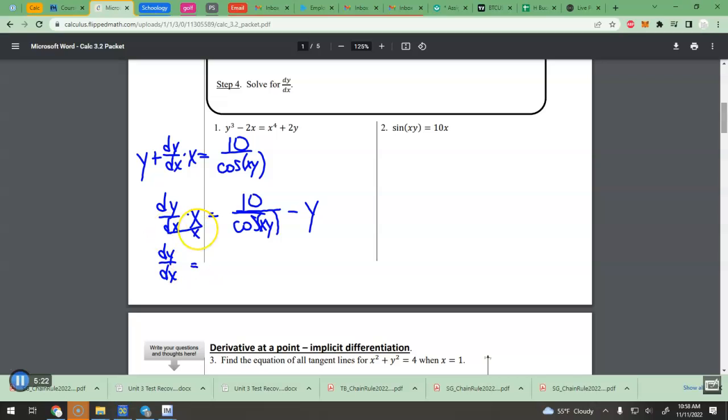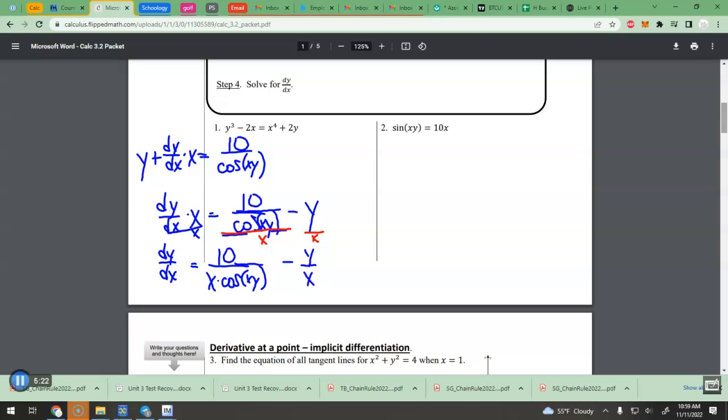So I'm going to divide everything by x. Well, when I divide this by x, I'm going to divide every individual term by x. Isn't dividing by x the same as multiplying by 1 over x? So if I multiply this by 1 over x, where does the x end up? On the bottom. So this will just be 10 over x times cosine of xy. And this will be just y over x. That's a perfectly acceptable answer on a free response. On the multiple choice, this is what I was trying to avoid.